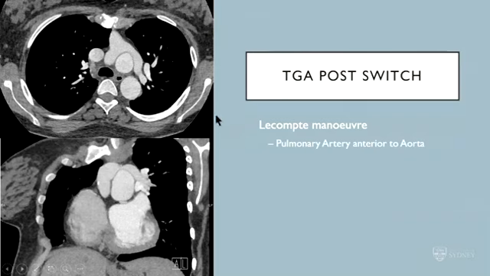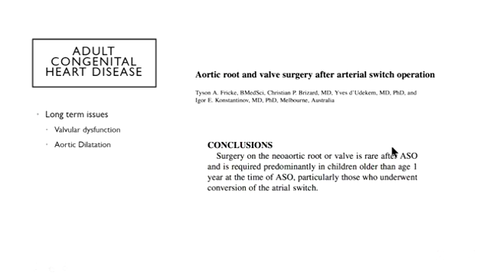We heard Yishay talk about the Lecompte manoeuvre, which is where the pulmonary artery is moved anterior to the aorta, and that may cause problems in redos down the track. And here's the scan of a patient who has had a previous transposition. There's the aorta, and there's the aortic aneurysm, and there's the pulmonary artery draped right over the front of it. So there certainly are some extra challenges in these patients.